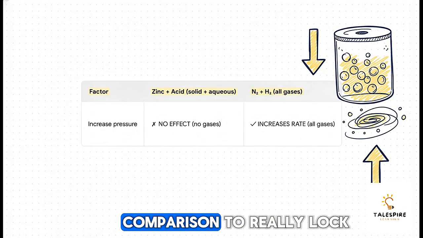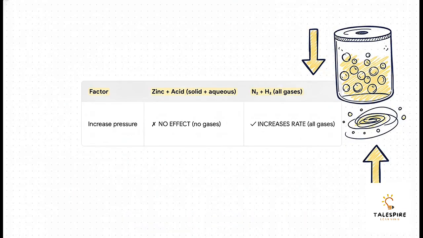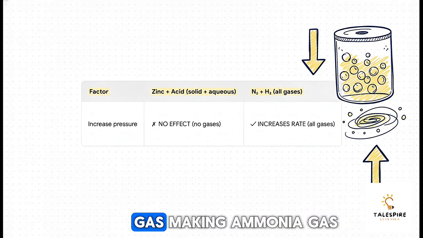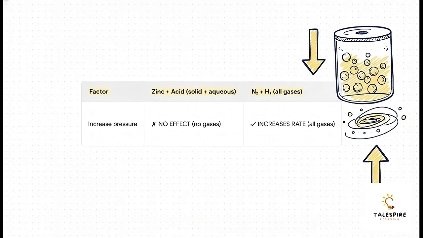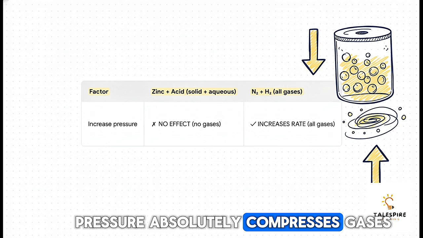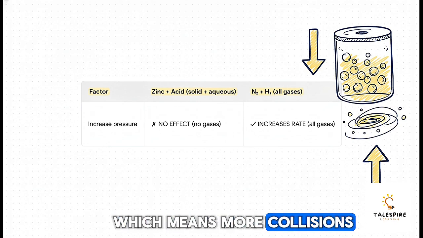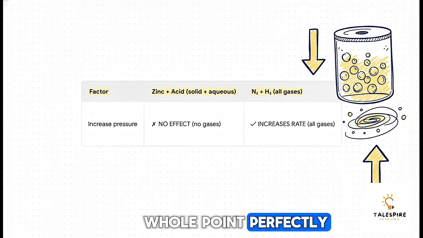Let's do one last comparison to really lock this in. Imagine a different reaction. Nitrogen gas plus hydrogen gas making ammonia gas. What's the effect of increasing the pressure here? Well, all the reactants are gases. Pressure absolutely compresses gases, which means more collisions. Prediction, the rate increases. This just shows the whole point perfectly.